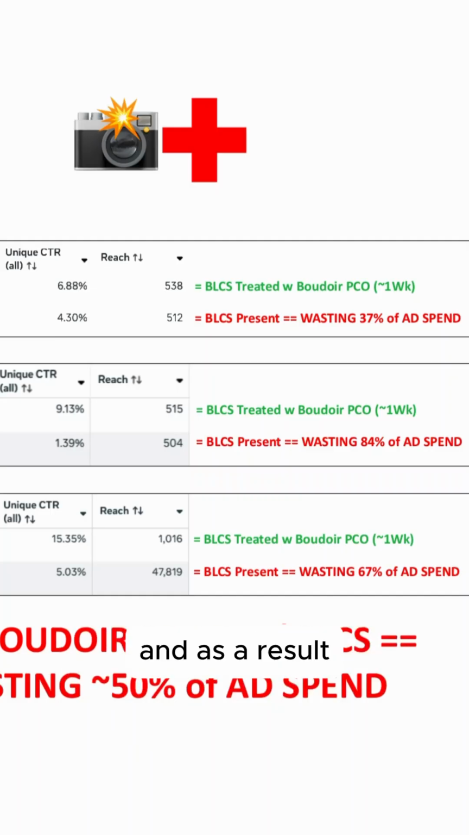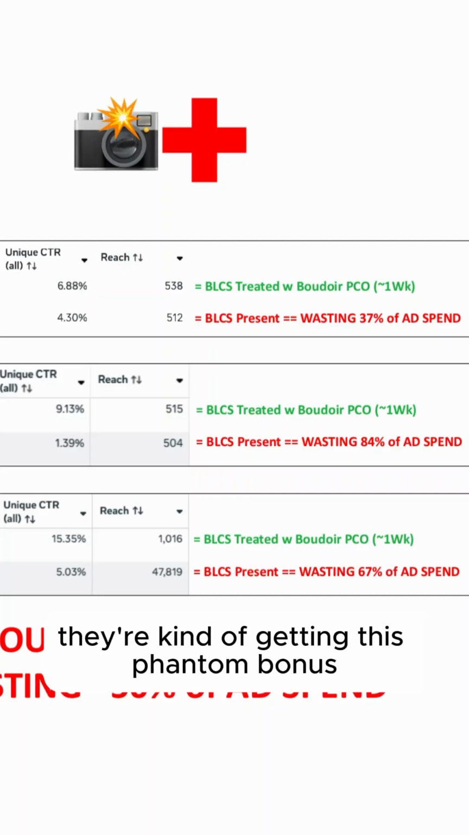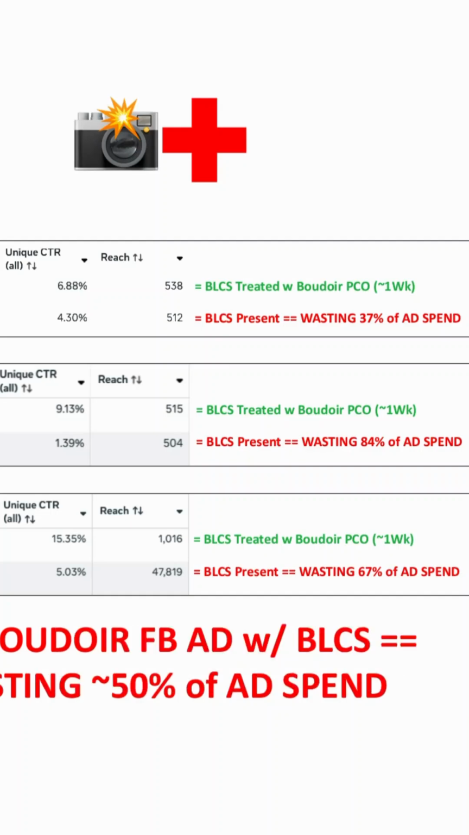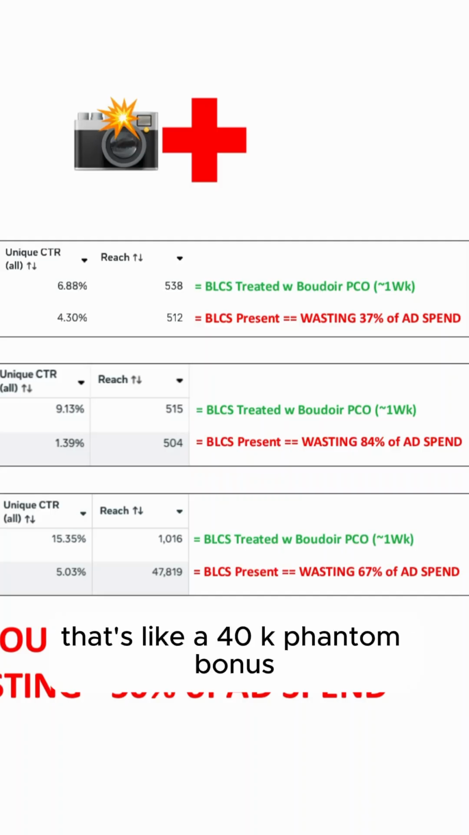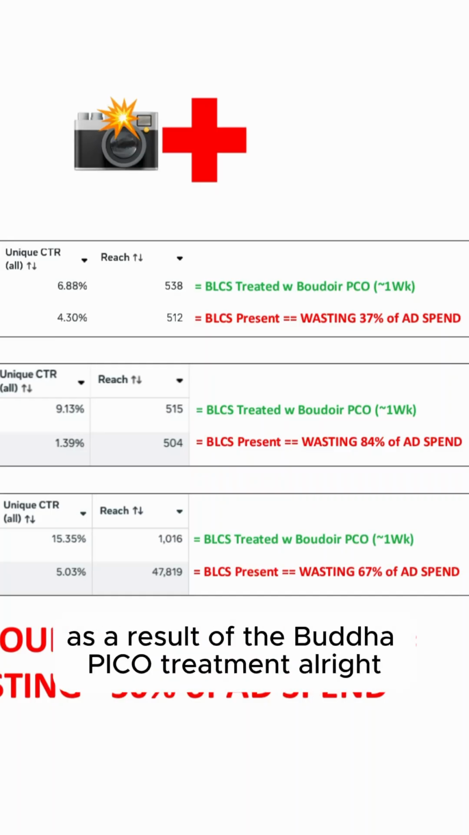And as a result, as long as they keep advertising, they're kind of getting this phantom bonus in the background, $3,700 a month every single month. And at the end of the year, that's like a 40K phantom bonus that stayed in their pocket that they didn't have to spend out of pocket as a result of the boudoir Pico treatment.